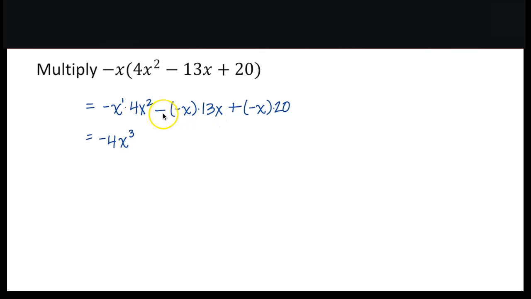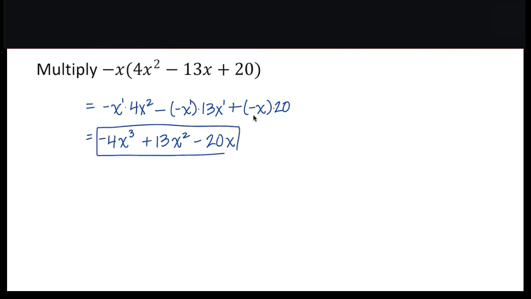Now the second term, I have minus a negative, which is a positive. So I have positive 13 as the coefficient and x squared as the variable. X times x is x squared. And then here I'm going to end up with just a negative 20x. So I have plus, but then I have a negative x times 20. So I'm going to end up with a negative 20x.